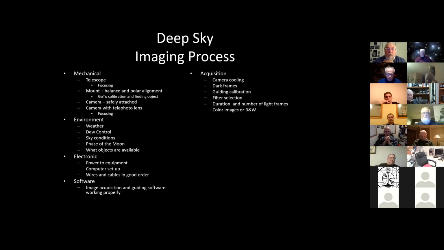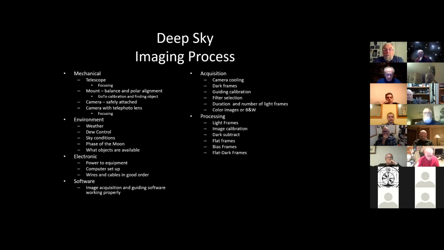On this right-hand column, this is going to be talking about image acquisition and processing, and this is mostly what we'll talk about tonight. So on the acquisition side, you want to know if your camera cooling is working, or if you don't have camera cooling, take your dark frames. You want to do guiding calibration. Select the filters you want to use that night, and that'll affect when and where you're going to take your objects, so you have enough time to go through all the filters at night. Duration and number of light frames, there are several factors that involve that decision. And are you going to do color images or black and white?